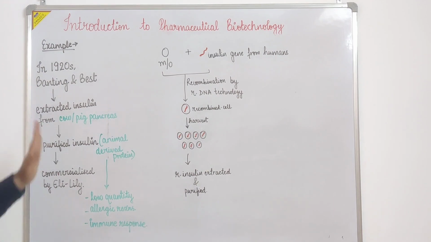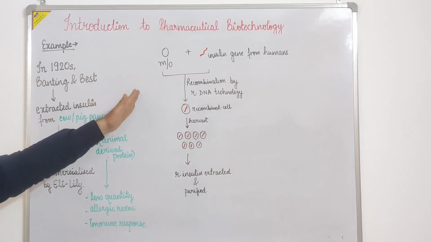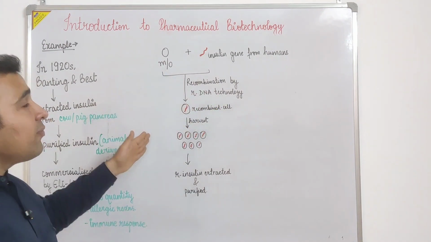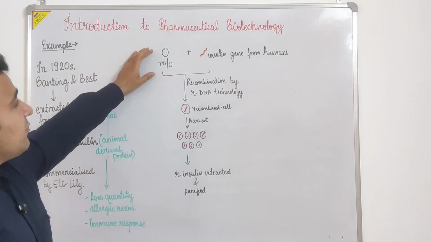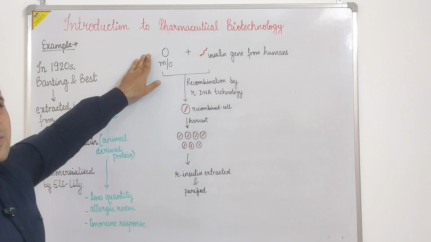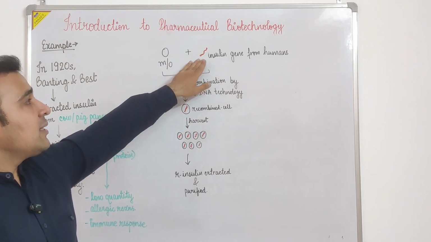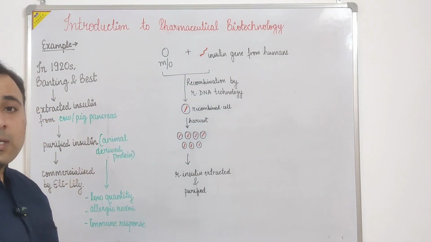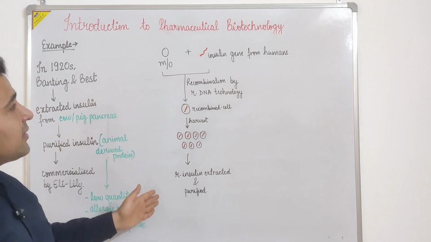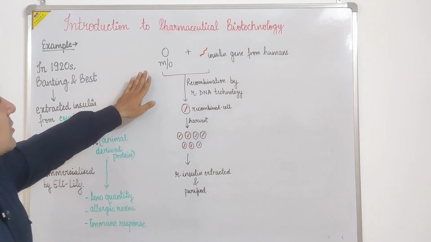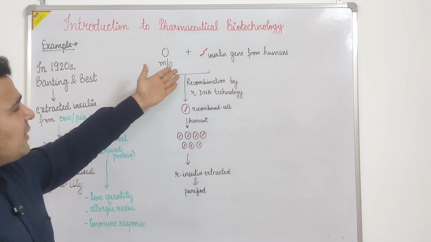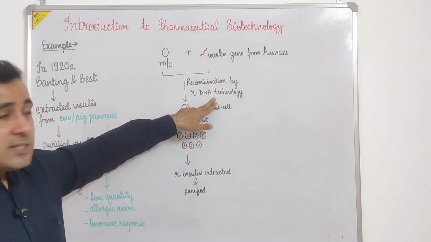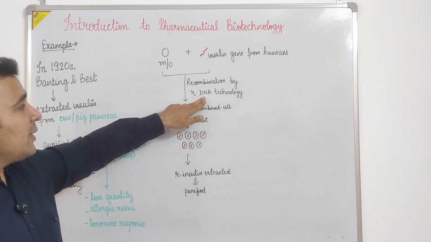Okay, and after a few years, with the use of modern biotechnological techniques, which was recombinant DNA technology, now how do we produce the insulin? We take a microorganism. In this case, we generally take E. coli, and we take the insulin gene from humans, which I have shown in red color. Okay, this is the most simple way of defining the process of insulin production. So what we do, we recombine these two, the microorganism and the insulin gene from humans, through DNA technology. This we will study later on in detail.